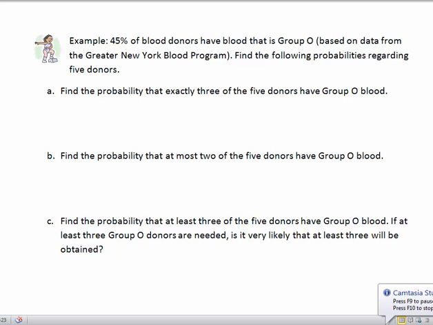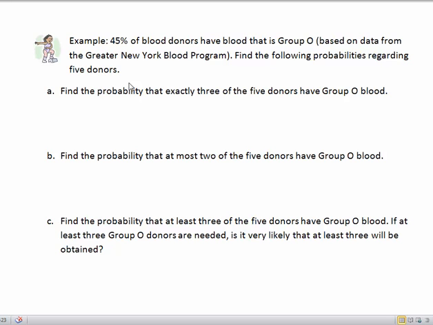Okay, we want to look at how we can use our calculator to calculate binomial probabilities. Let's use these problems to look at the examples. It says 45% of blood donors have blood that is group O. Find the following probabilities regarding 5 donors. Okay, so the first thing you need to do is verify for yourself that this is a binomial distribution.